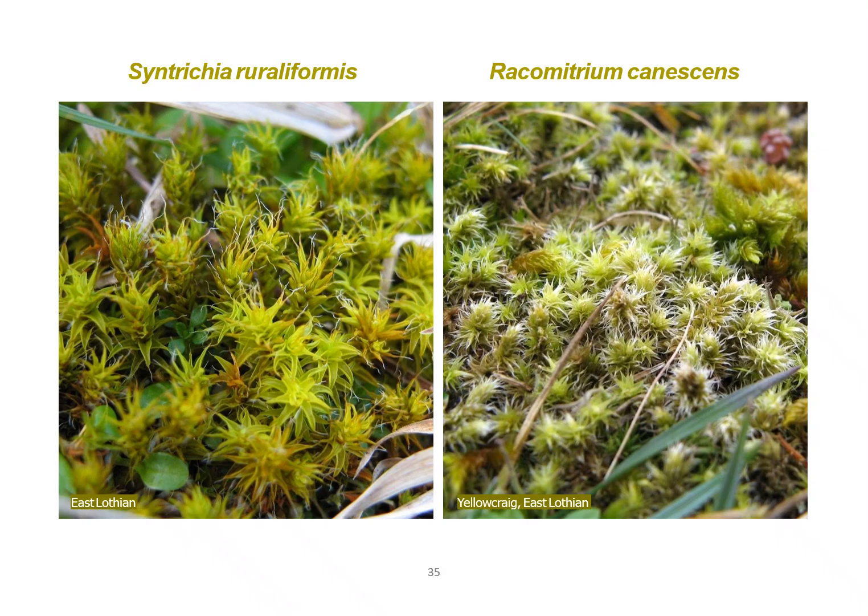That one on the left, Syntrichia ruraliformis, is really, really common through miles of sand dunes. Beautiful plant. The one on the right looks superficially a little bit similar in that its leaves spread out in all directions and it's got little white points at the ends of the leaves, but it's actually quite rare. They're called Racomitrium canescens. But there's a decent population of it at Yellowcraig in sort of short turf, where it's quite lime rich as well.